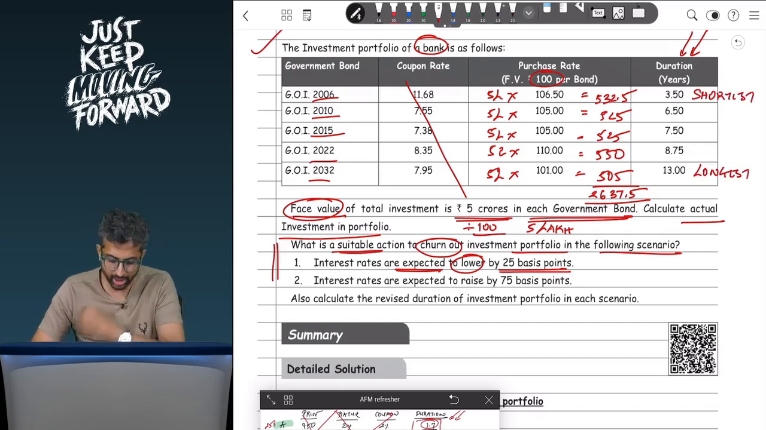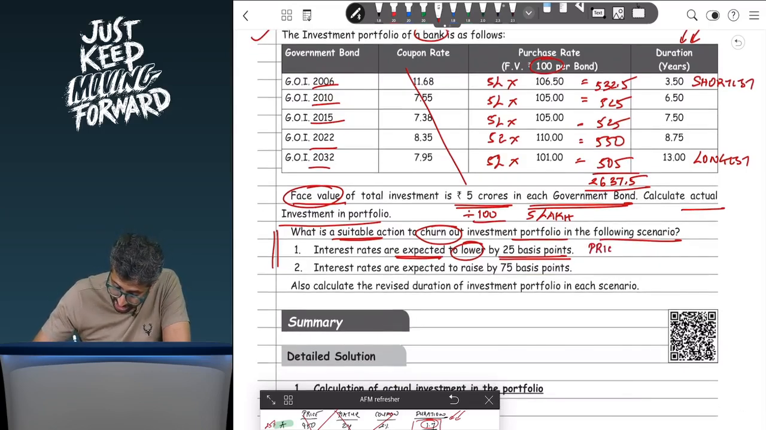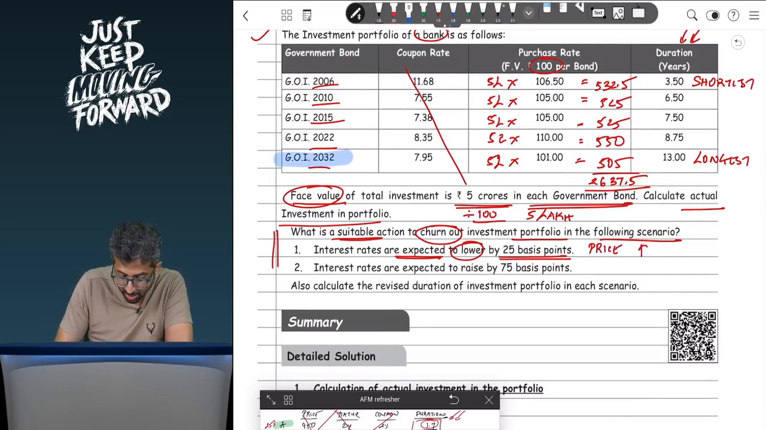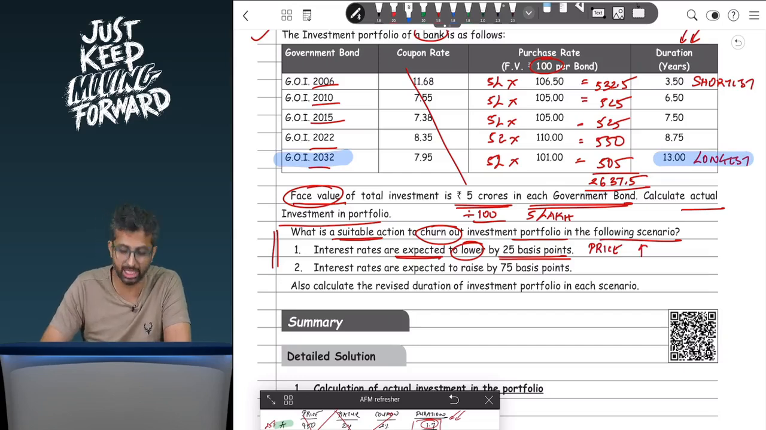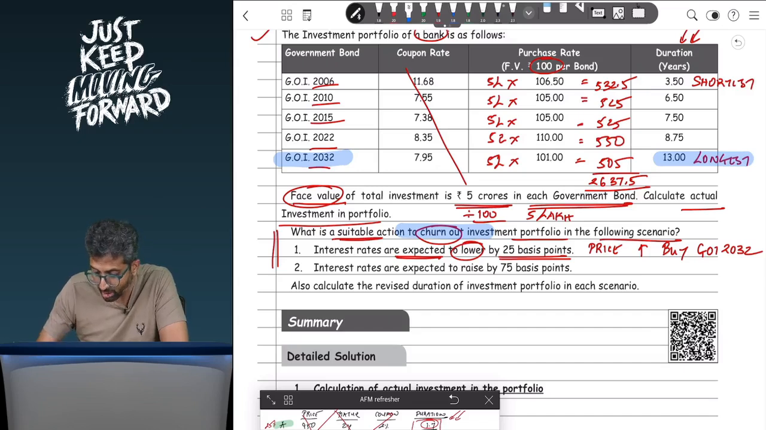So over here, if interest rates are expected to be lower by 25 basis points, we will say that the price is expected to increase. Now, if the price is expected to increase, you will deploy funds in the bonds where the price is expected to increase the highest, and hence you will buy GOI 2032 bonds. But the question says churn out, which means you will have to buy, but if you don't have the money, you will have to sell some of the bonds. So you will buy GOI 2032 so that you can get approximately a 13% return if the interest rates were to fall by 1%.